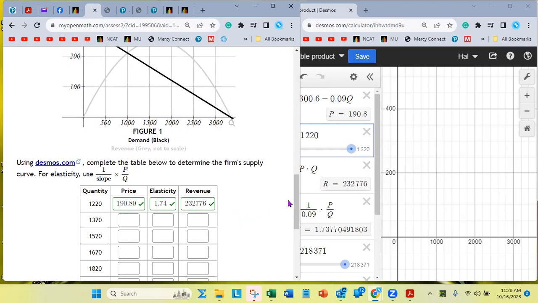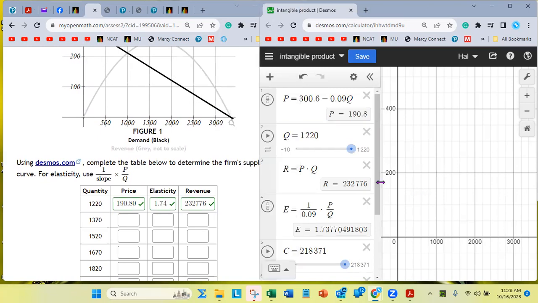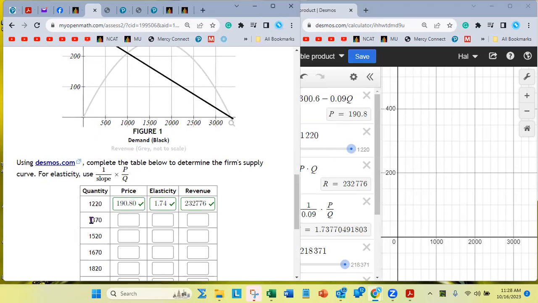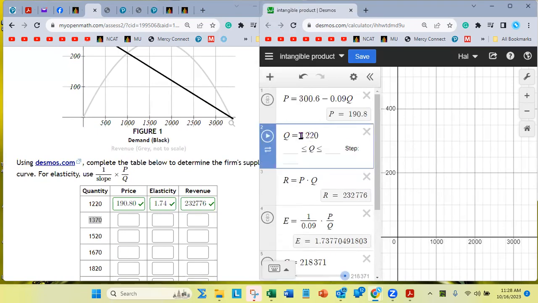So we'll do one more and I'll let you do the rest of them on your own. Okay, now we got to change the quantity to 1370 here, right? 1370. Copy that. Now your quantity is gonna be different than mine. You got to get it from your table, right? When I plug 1370 into my demand curve, I get a price of 177.30.